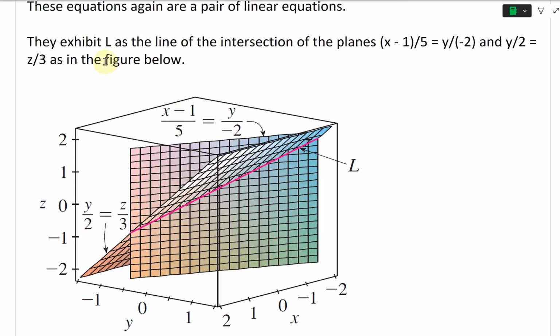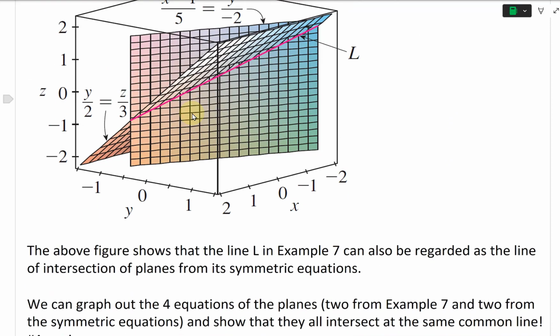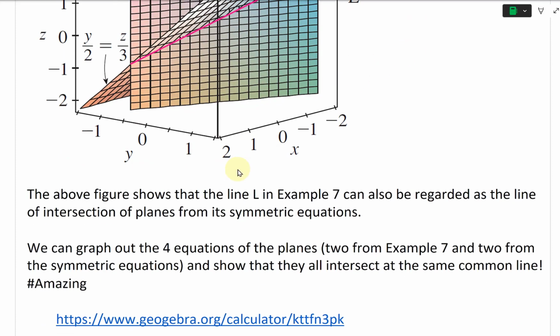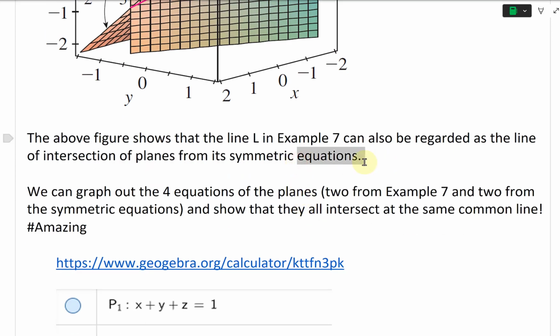And then here, as in the figure below, is from my calculus book. So there is the line of intersection L, and there's the two planes. So this top vertical one is x minus 1 divided by 5 equals y divided by negative 2. And then this slanted one is y divided by 2 equals z over 3. And then we have an equation of a line right there. So the above figure shows that the line L in example 7 can also be regarded as the line of intersection of planes from its symmetric equations, which is quite epic stuff.